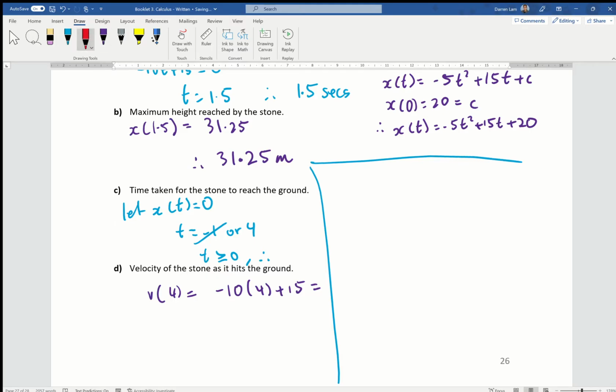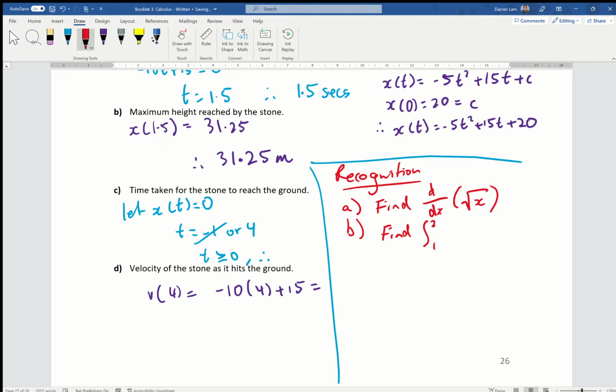So, it's a two-part question. Again, it's still recognition. Let's say question A says find d/dx of square root x. And B is to find the integral from 1 to 2 of 1 over 2 root x dx.